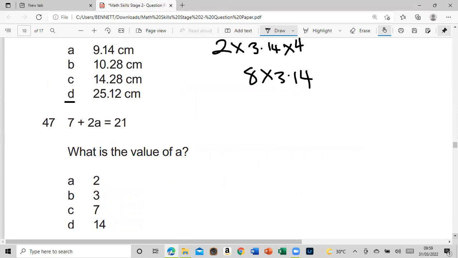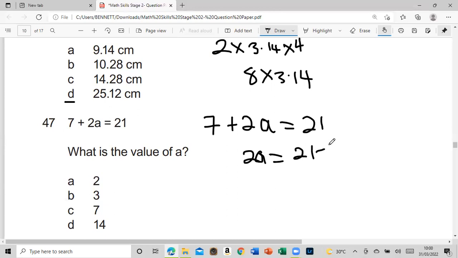Alright. What is the value of a if 7 plus 2a is equal to 21? What it is saying is that whatever a is, when you multiply it by 2 and add 7, you must get 21. Alright? So think about it practically. 7 plus 2 times a number, and then that answer should give you 21, right? So we can just say, show them fancy work if you want. So it's 21 minus 7.